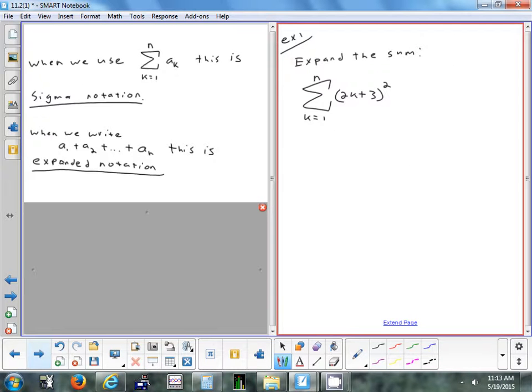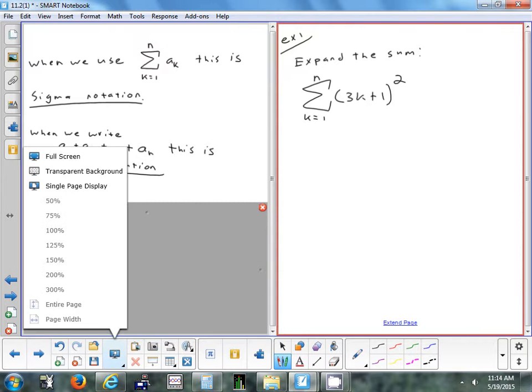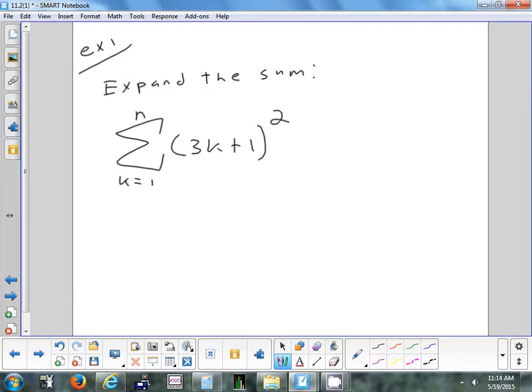Okay, so let's try this. Expand the sum. Okay, similar to the one we just did, but let's change it. It's a little too similar. Let's make it 3k plus 1 squared. Now this time we don't know where to stop. Okay, the stopping point is a variable. So what we're going to do is we'll write out the first term, the second term, the third term, and then we're just going to put dot, dot, dot. And then we'll plug in the last thing in this case, which isn't going to be a number. It's just a letter we'll plug in.